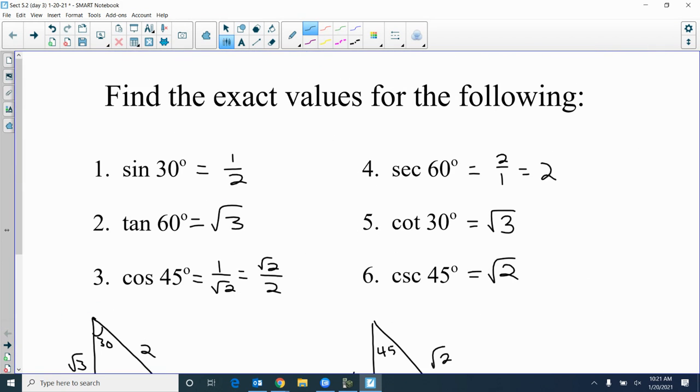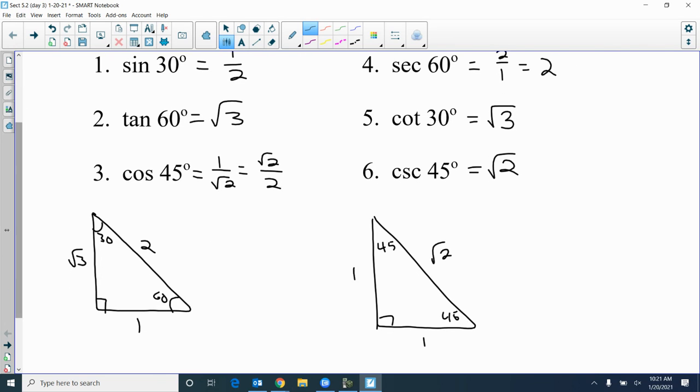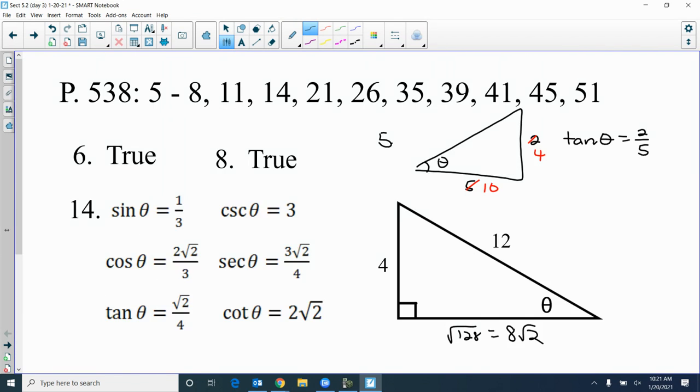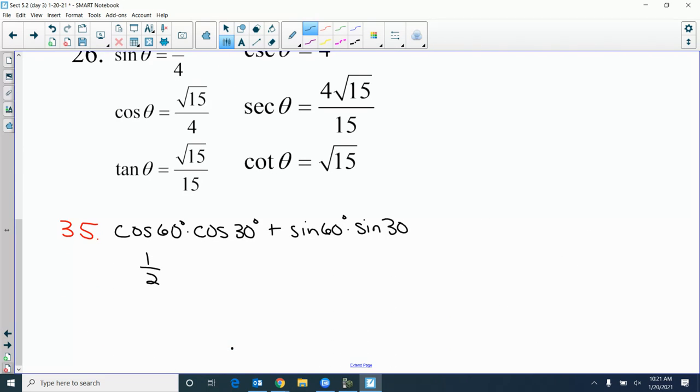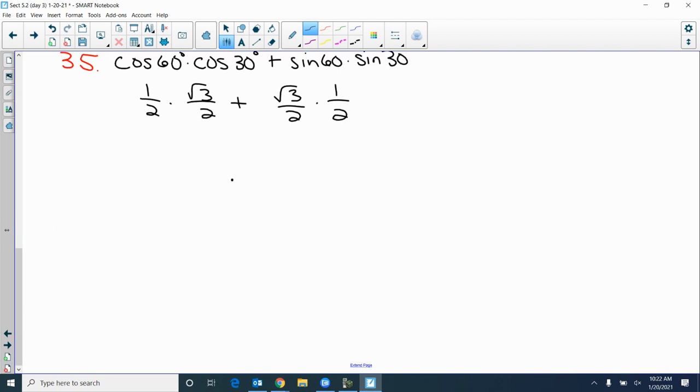Cosine of 30 degrees is going to be square root of 3/2, plus sine of 60 degrees. Okay, so you got to think a 60-degree angle. What's across from that? That's going to be radical 3/2. And what's the sine of 30 degrees? That is 1/2. Okay, multiply those two together. I get square root of 3/4 plus square root of 3/4.